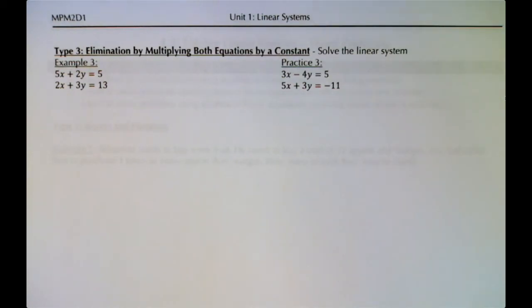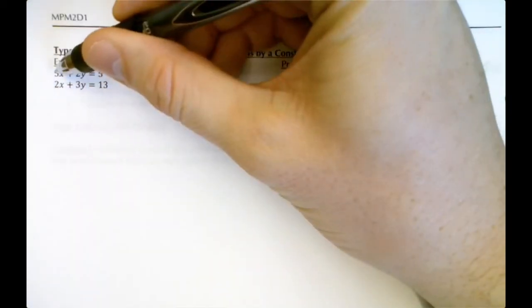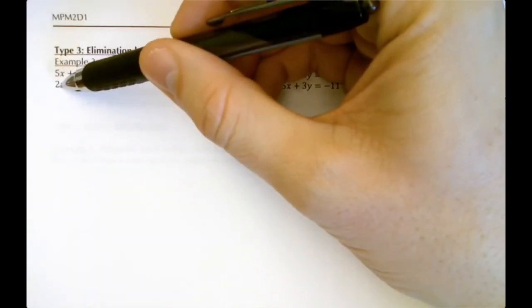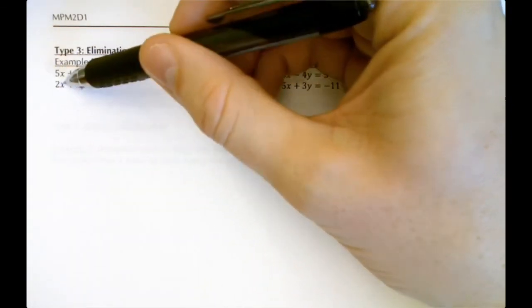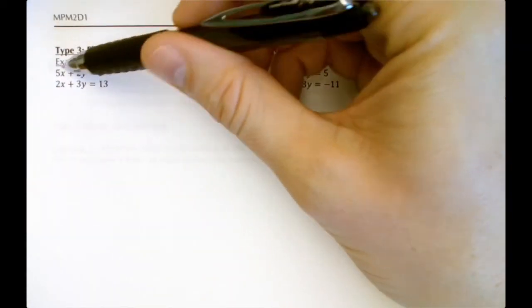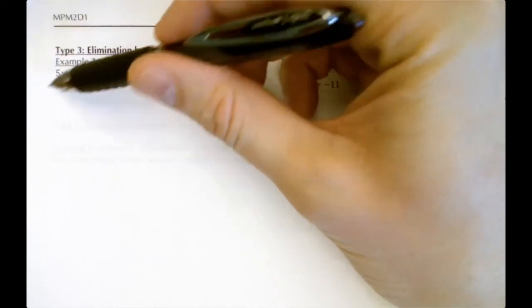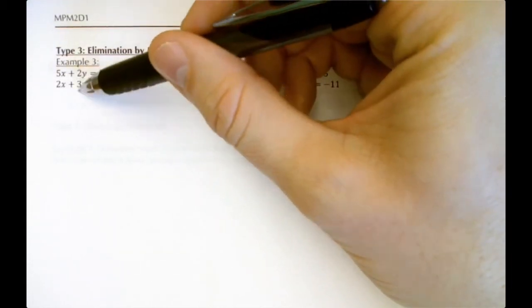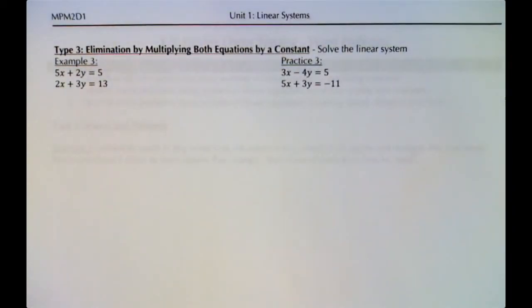So what do I mean by that? Let's decide we're going to eliminate the x's. This equation says 5x, and this equation says 2x. We could make both of these equations be 10x if we multiply the first equation by 2 and the second equation by 5. If we do that, the coefficients on x will match up and we can do elimination. Alternatively, if we picked y, we could multiply the first equation by 3 and the second equation by 2 to make the y's both match up with 6 as the coefficient.